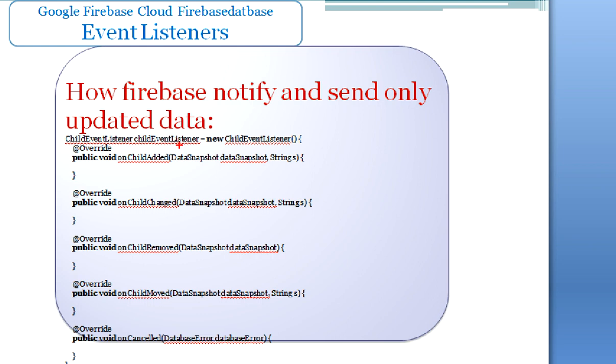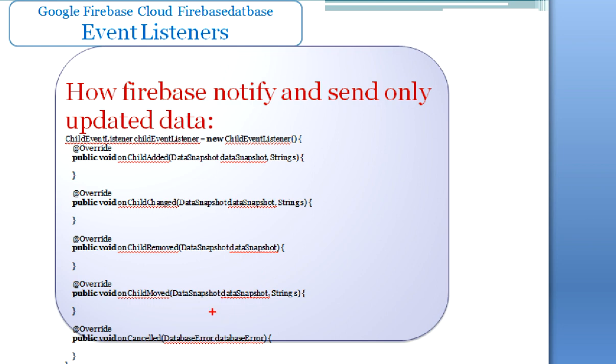So when you register for this child event listener, whenever there is a child added, it calls this callback method and gives the snapshot of the newly added child. And when a child is changed and you update the value in the database, it will give the snapshot of that updated child. And when a child is removed, when you delete the child, it will give the snapshot of that deleted one.